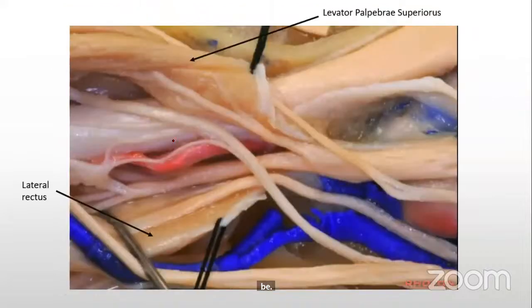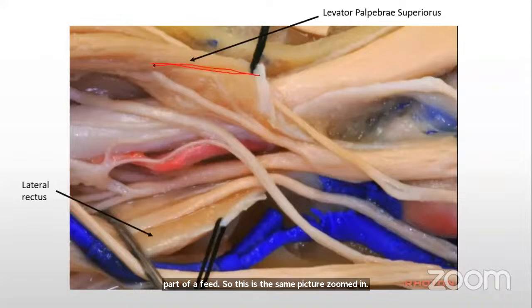So this is the same picture zoomed in, that we have opened between this muscle, the levator palpebrae superioris, and the lateral rectus. Once we have divided the annulus at this level, we can see clearly the structures that we should be able to know.